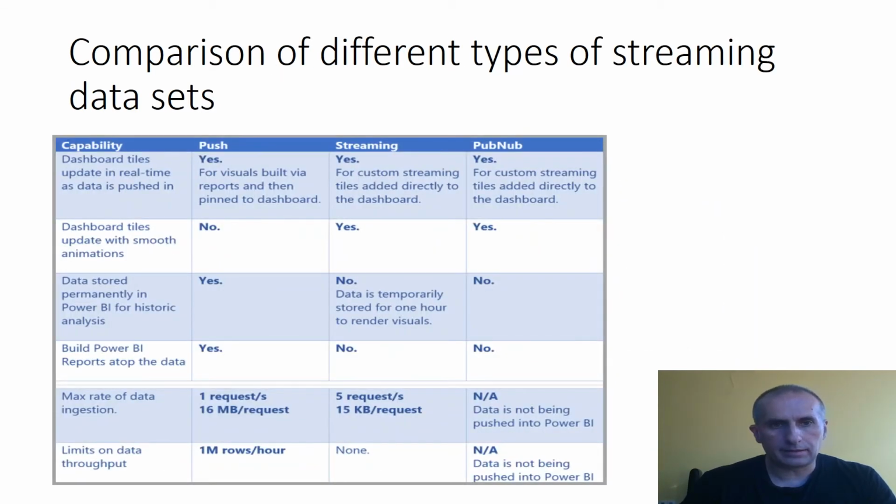You can see on the current slide comparison between different types of data sets, and you can see that when we have PubNub, it is not possible to control the settings. When we have push data sets, we have some limitations about the data and throughput. And when we have streaming data sets, actually we have some deep detail configurations. It is possible to configure many details, and you have actually no limits on data throughput. It is because data is not persist from a long time in our Power BI space.